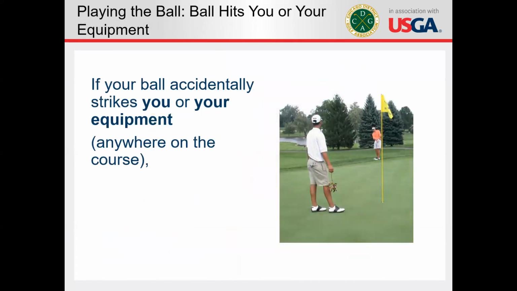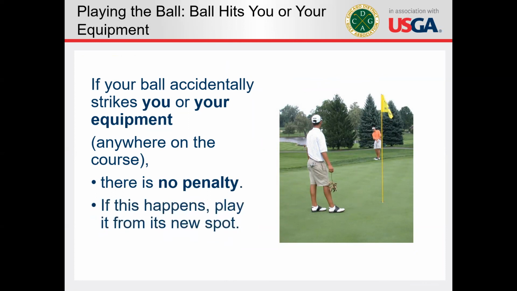And playing the ball that hits you or your equipment. If your ball accidentally strikes you or your equipment anywhere on the course, there is no penalty. And if this happens, you would play the ball from its new spot. You hit a ball, it ricochets off a tree, comes back and hits you or your equipment, no penalty, play it from its new location.